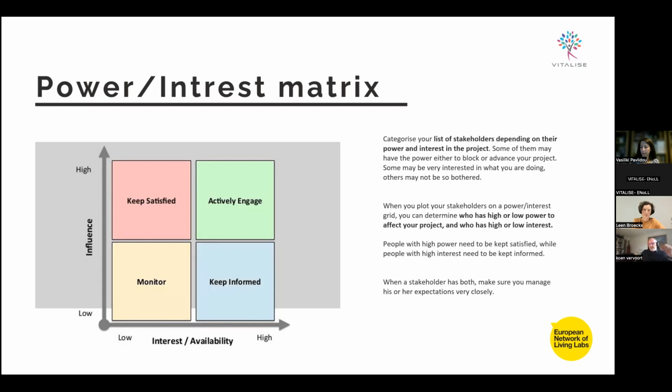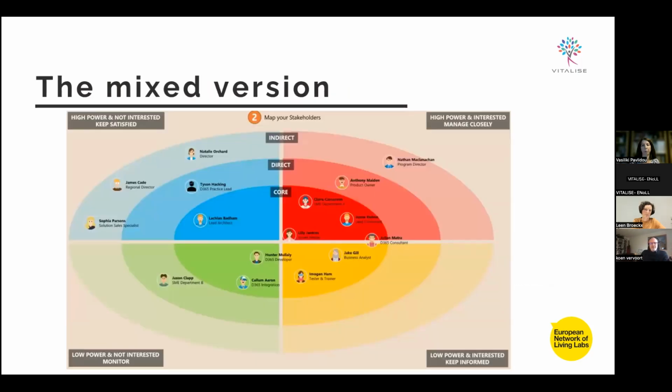So, and then there is a perfect thing which you can do: mix these two examples, because you can take the quarters and you can just put them on the interest power matrix, and then you will see that the closer to the center, the more influence they will have, so the higher they should be, and the more to the right, the more interested they are.